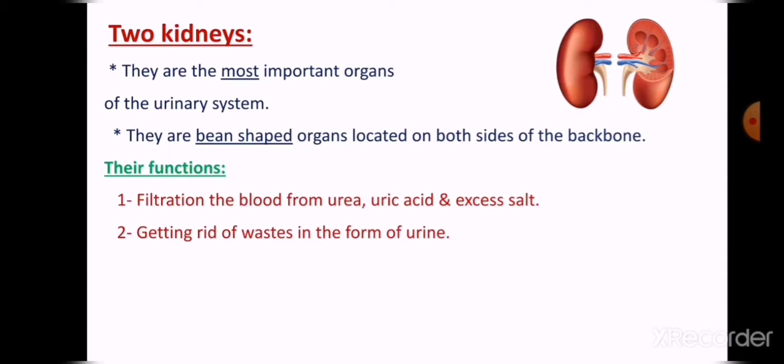Number one, filtration. The kidneys filter the blood from urea, uric acid, excess salt and excess water, and then expel these wastes in the form of urine, or get rid of the wastes in the form of urine. So they look like a washing machine. They wash the blood, they clean the blood.